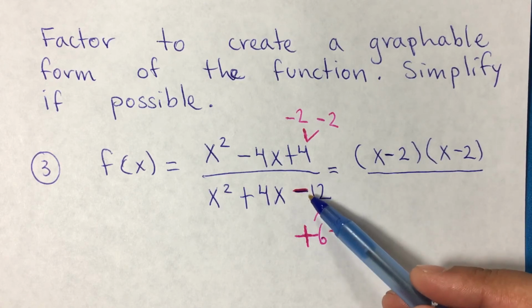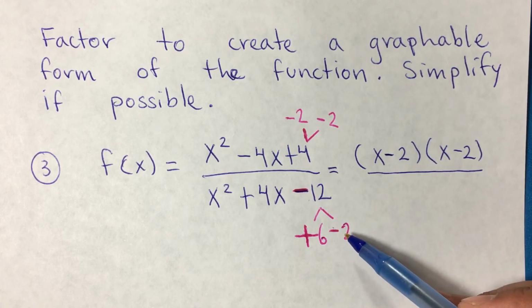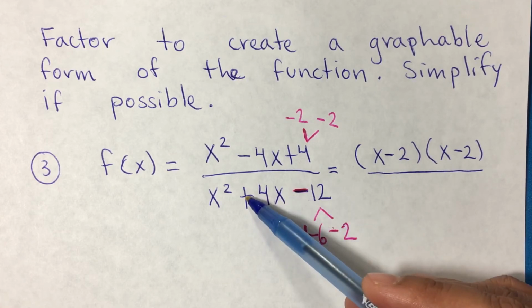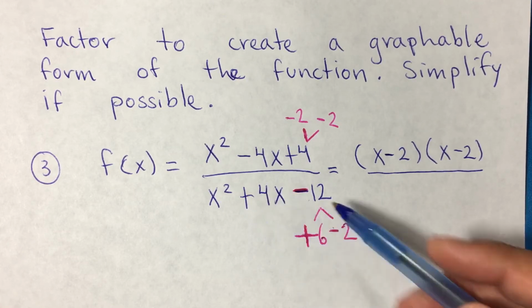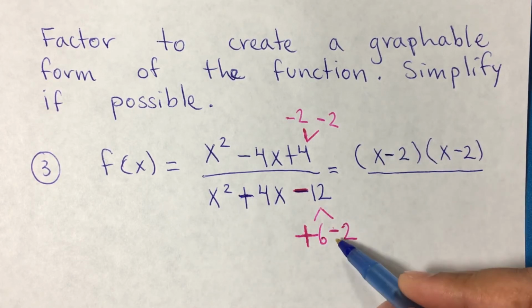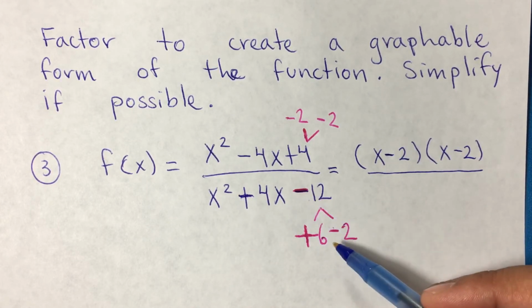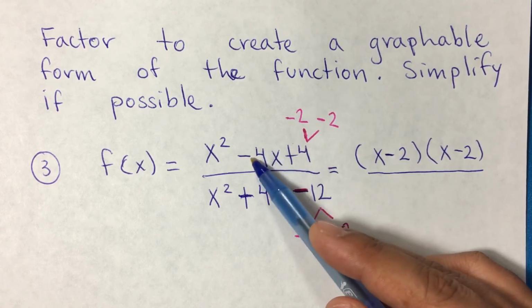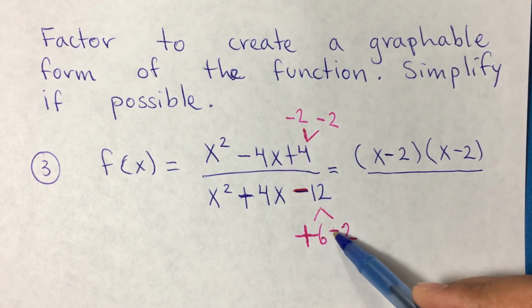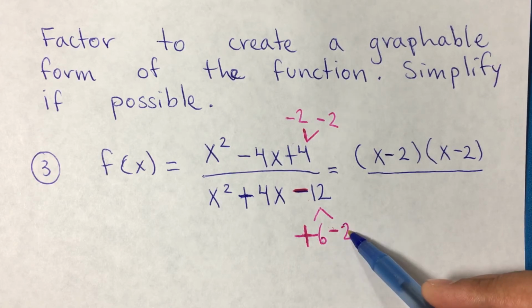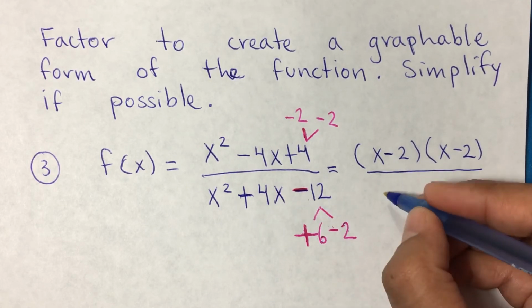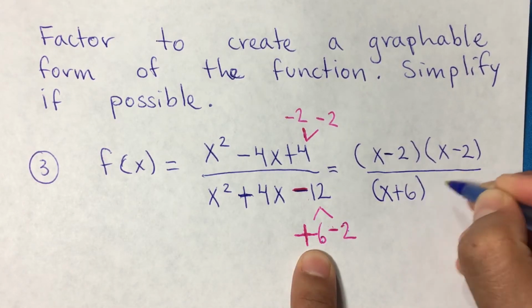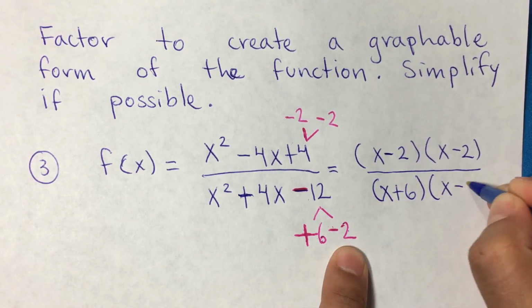Again, if they are different, you're going to do two things. One is going to be positive, one is going to be negative, with the biggest one having this sign. And the other thing is that you have to subtract them, not add them like we did in here. This tells me we have to add them. This tells me we have to subtract them. 6 minus 2, 4. Now we write x plus 6 times x minus 2.